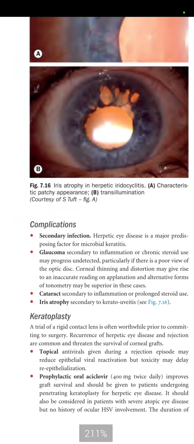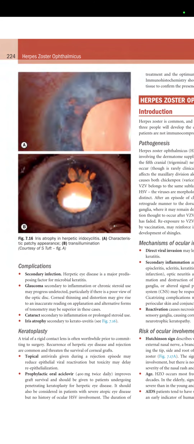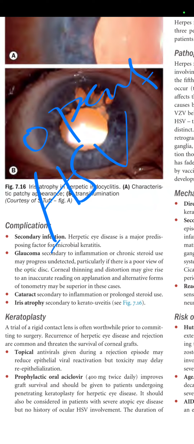Now, when we do keratoplasty in case of herpes simplex keratitis, what prophylaxis do we need to take? A trial of rigid contact lens is often worthwhile prior to commencing surgery. Recurrence of herpetic eye disease and rejection are common and threaten the survival of the corneal graft. So it is not good if one is having an opacification of the cornea due to HSV. He is not a good candidate for keratoplasty. Why? Because of these things, there is a recurrence of the disease and corneal rejection.